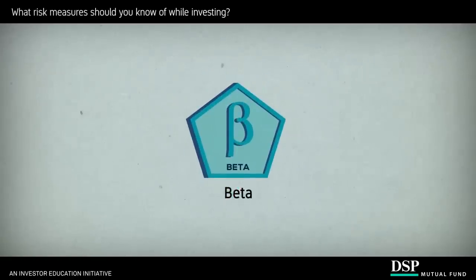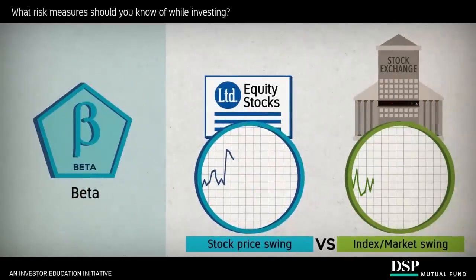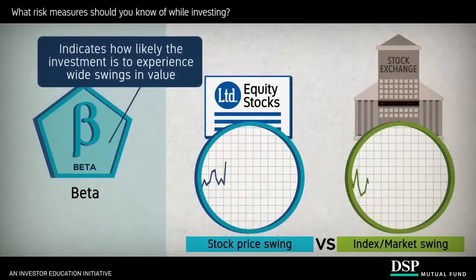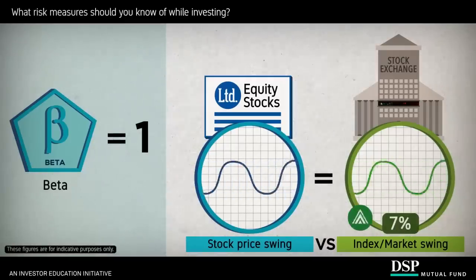Beta helps you judge how volatile your investment is compared to the volatility of the market as a whole. It indicates how likely the investment is to experience wide swings in value. A beta of 1 means that an investment in that product is as risky as investing in the market. If the market goes up, the product's returns will go up as much.